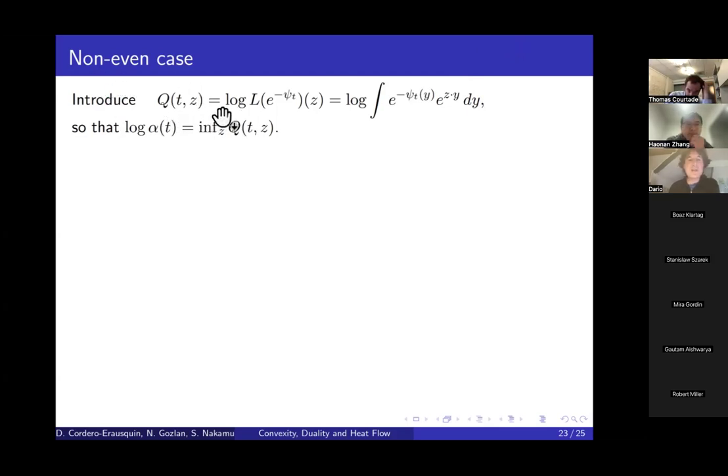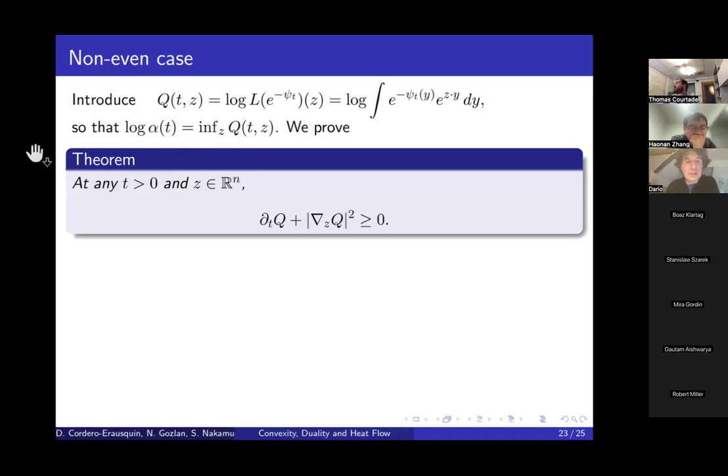So q t of z is the log of the Laplace transform of exponential minus psi t at point z. Here I recall the definition. And so the function I want to look at is log of alpha, which is the infimum. I want to really look at the infimum over all z of this function q t of z.